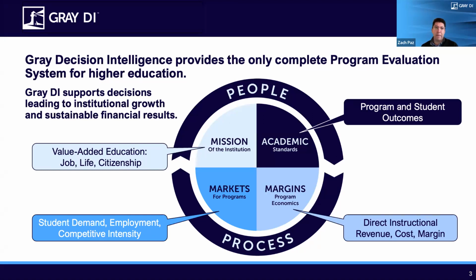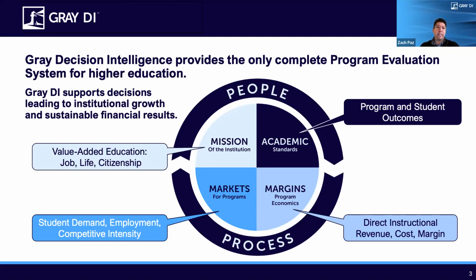Next is academic standards. More recently, I've been calling this academic metrics because that's really what it is. What measures do you have internally that you can use to keep track of how a program is performing to your standards? That's where the academic standards come from.